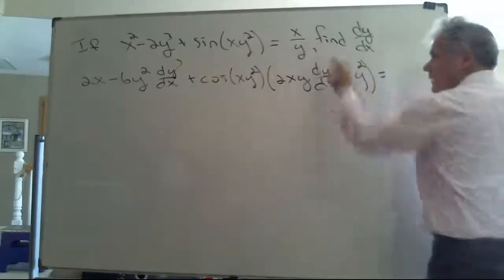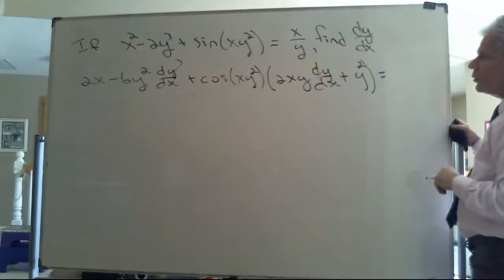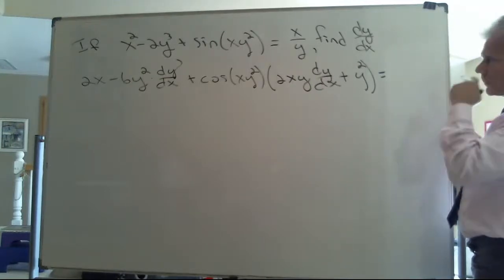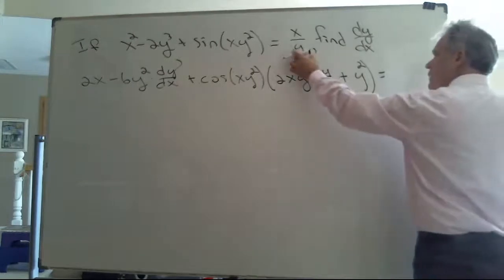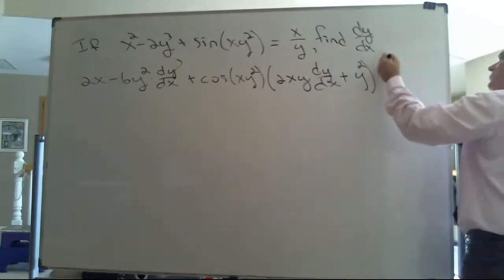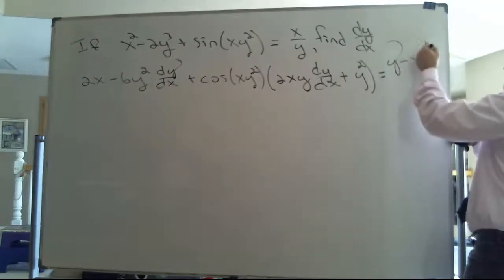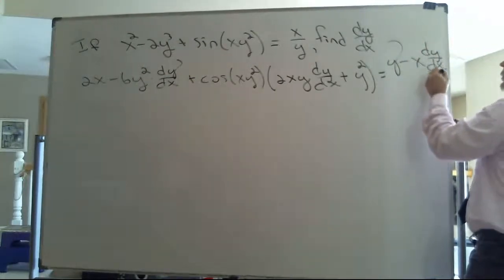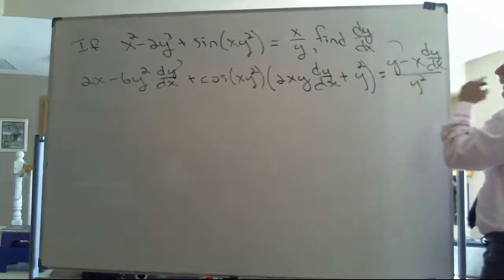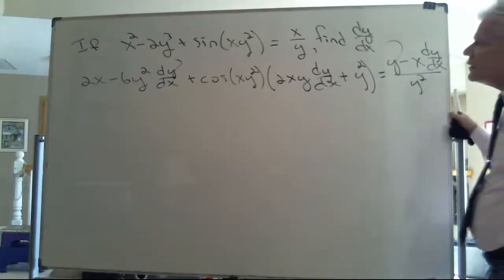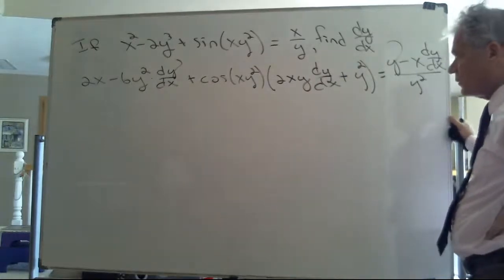Now, differentiating the right-hand side is nothing more than a quotient rule application, but I don't know if I have enough room. Let me try it. Downstairs times the upstairs, minus upstairs times the downstairs, all over downstairs squared. Okay, everyone, I think that's the only tricky thing I need to do here.